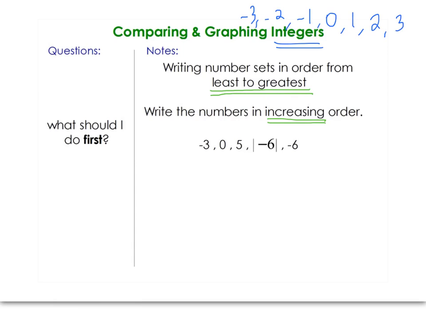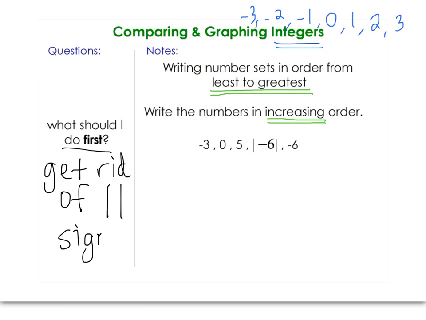So what should I do first? You should get rid of absolute value signs. Well, how do you do that? You can't just get rid of them. You can't just take them away. To get rid of them, you have to find the absolute value.